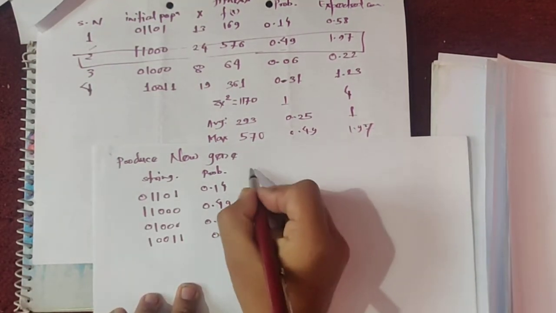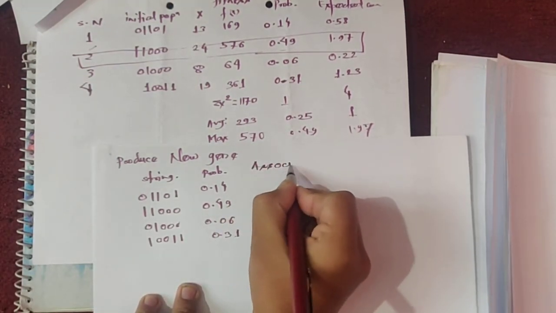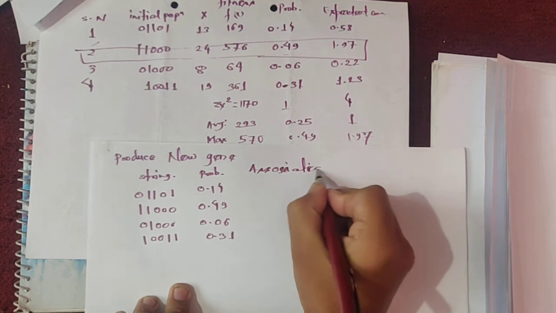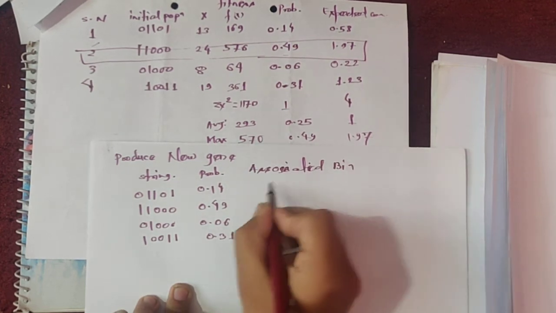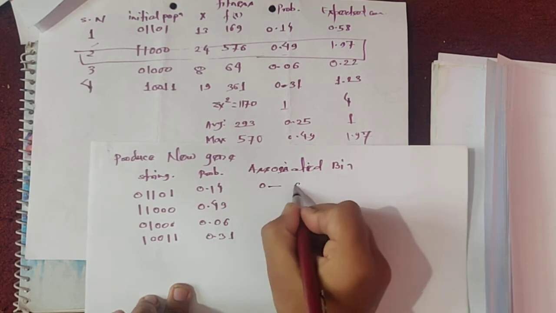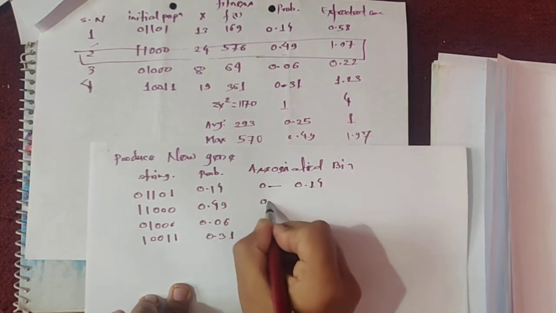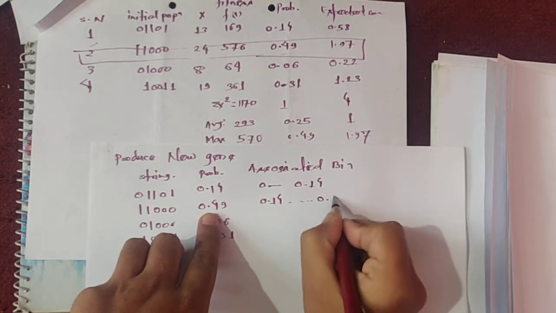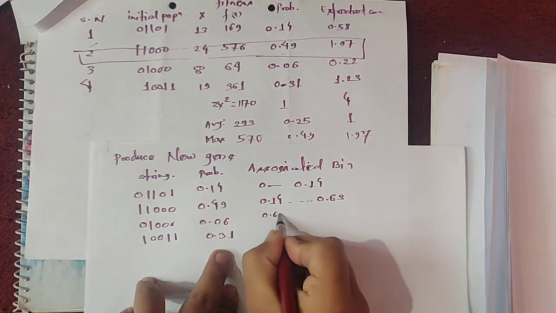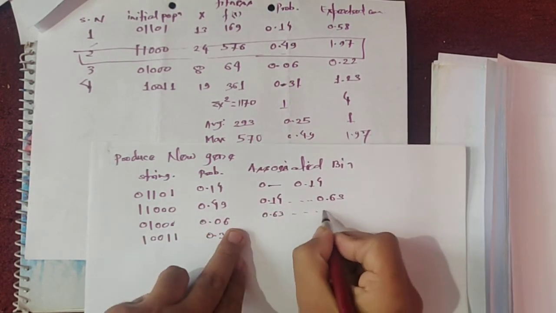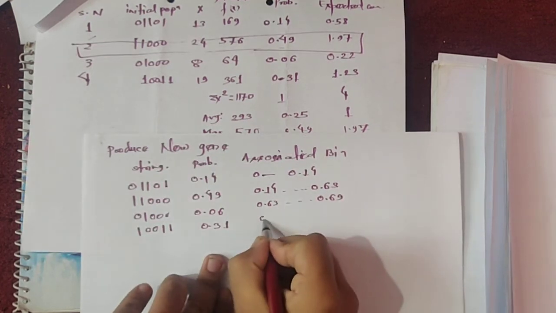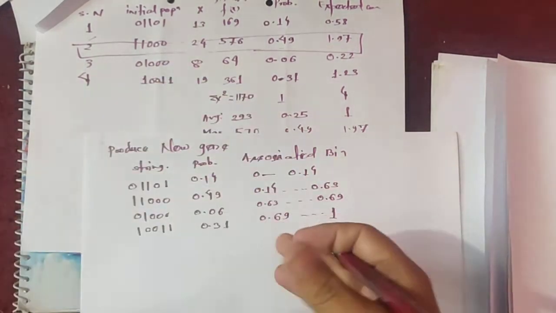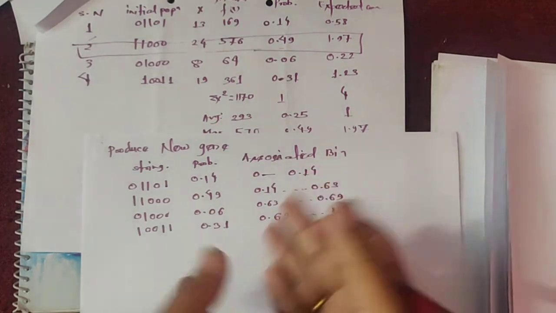This is known as the associated binary range. So this is 0 to 0.14, this is 0.14 to 0.14 plus 0.49, which is 0.63. Similarly, 0.63 to 0.69 if we add 0.06, and then 0.69 to 1. Now we generate random numbers and check whether they lie in these ranges.